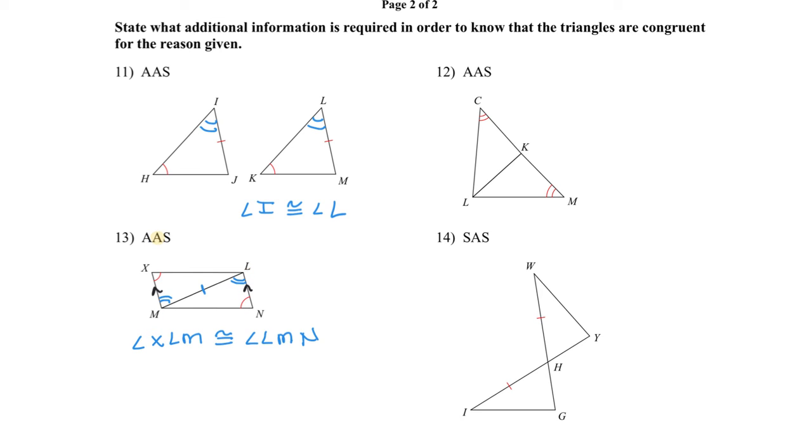Then I would have angle, angle, side, and then angle, angle, side. So for this one you have another option. So option 2 would be angle XML, which is this one, congruent to angle NLM. So NLM would be referencing this angle here.